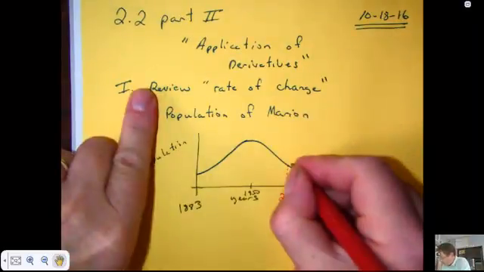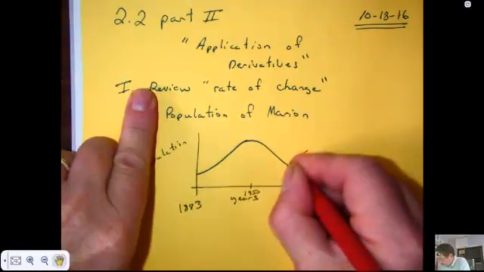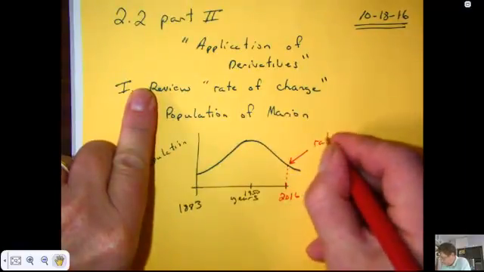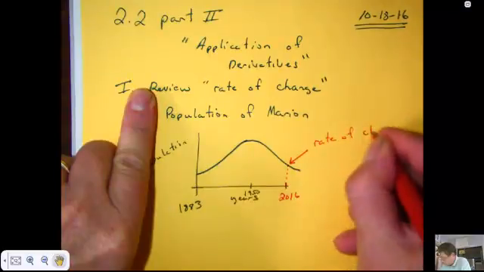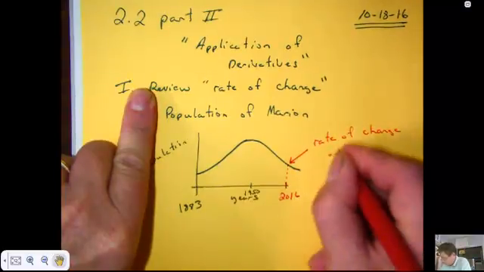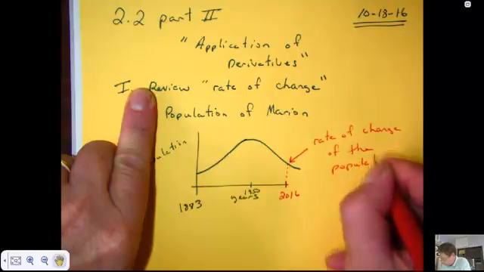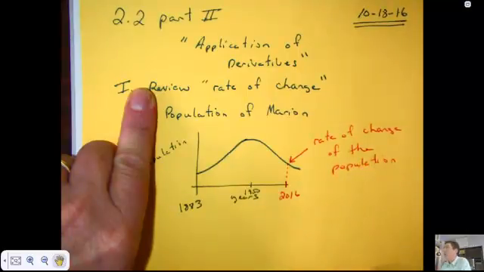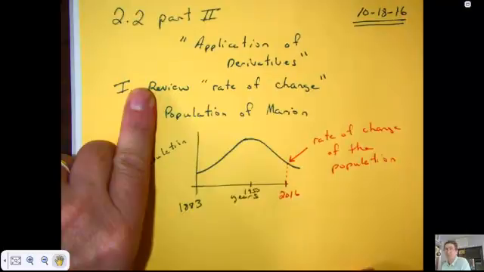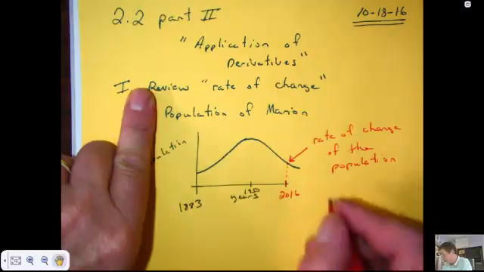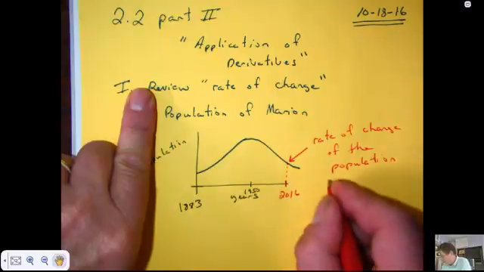So if I want to find the rate of change of the population, what am I looking for? What is it about that graph? I want to find the slope. So I need the slope.